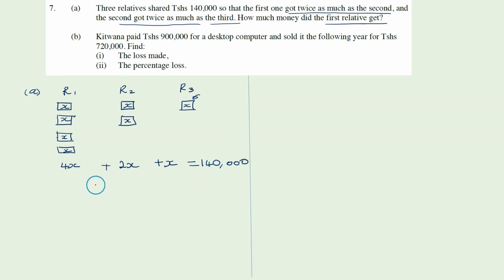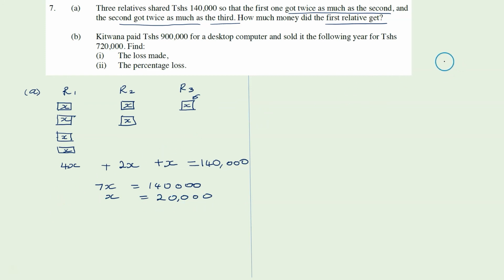So if you add all this, you will get 7x equals 140,000. And then x is equal to, well, 20,000 if you divide that by 7. Okay, so x is 20,000 shillings.